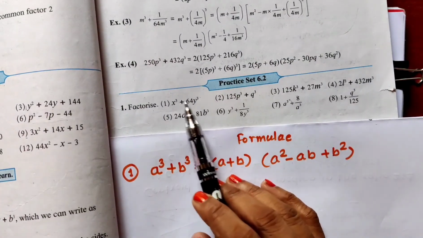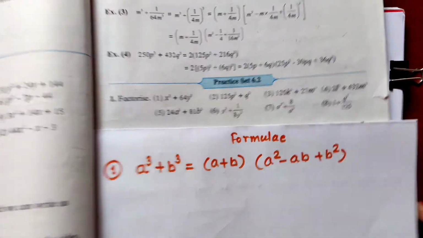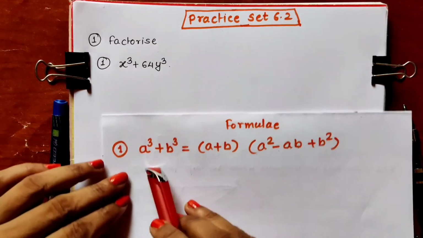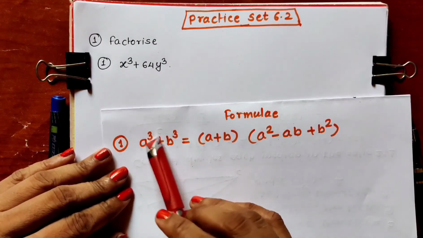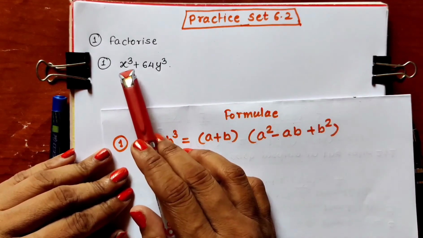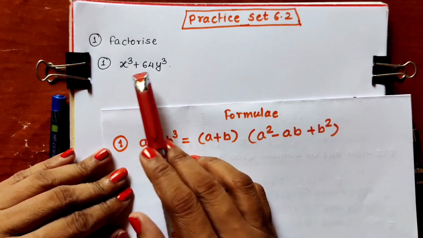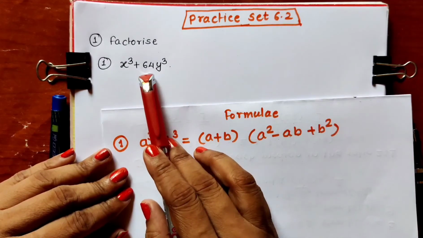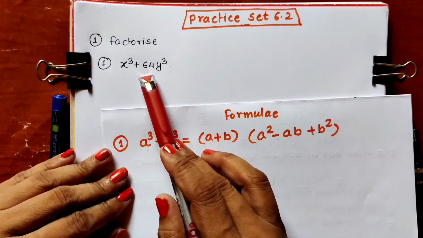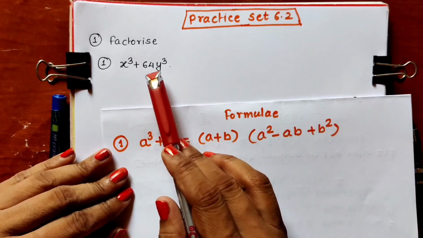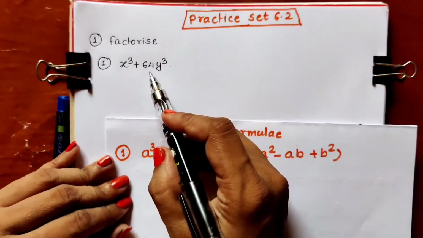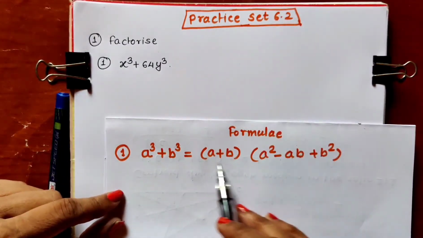First sum is x cube plus 64y cube. So to apply this formula a cube plus b cube, we require both the terms in cube form. In this question, first term x cube is properly in cube form, but the second term is 64y cube. Y cube we can see in the proper cube form, but 64 is not in the cube form. 64 is given in the simple format, it is a simple number. So we should write this 64 in the cube form, and then only we can apply this formula.